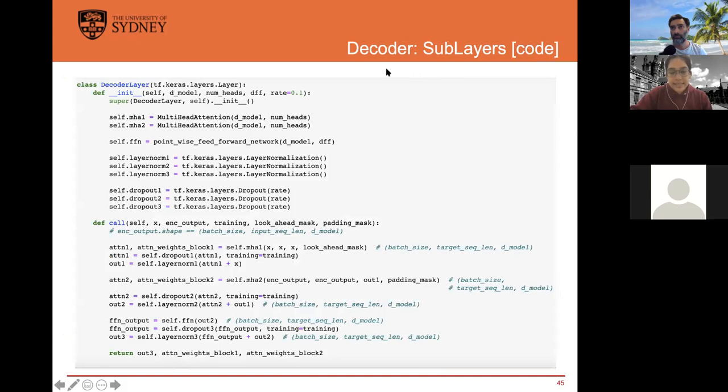Again, this is the compilation of the decoder sublayers. If you see here, for the second attention layer, for keys and values we are using the encoder output, and for the queries, we are using the output from the last attention layer in the decoder.